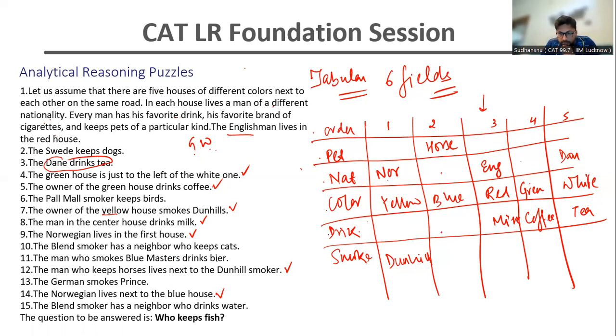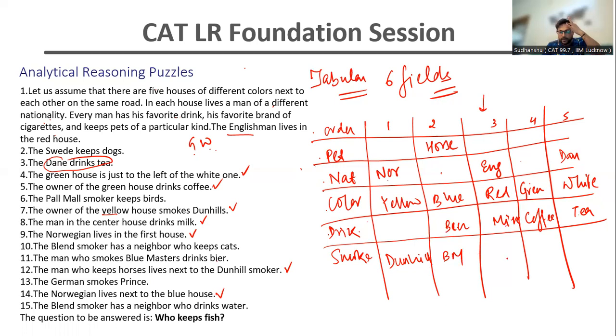Okay, so beer, so Blue Master can't come in here, and there is no beer in these three cells. Therefore, beer must come in here, and this must be Blue Master, right? Now, the blend smoker has a neighbor who drinks water.